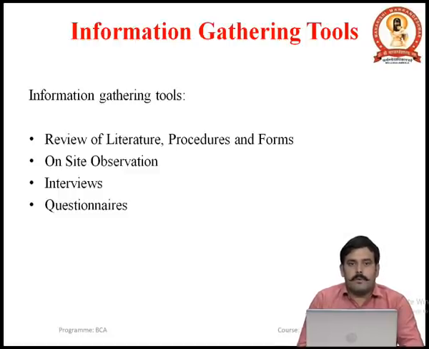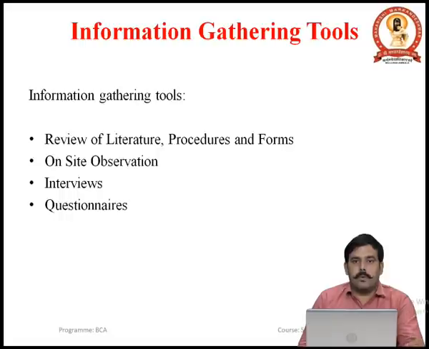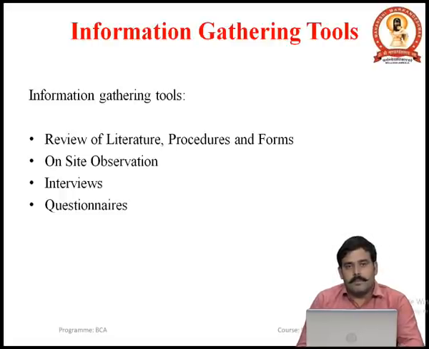As we have shown, there are four tools for gathering information, like review of literature. Previously, some projects or some problems have been solved by applying information technologies. You can review them for finding the solution to your problem for system development or system upgradation. Procedures and forms: how we can generate the procedures and take those forms from the users for getting the information. On-site observation.